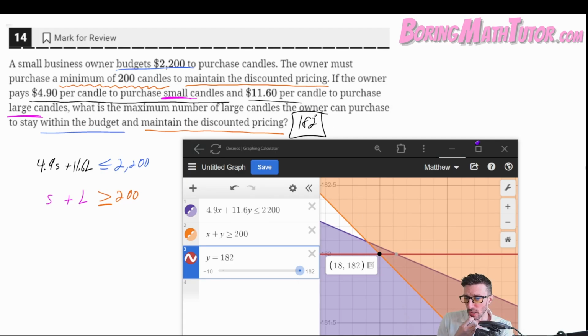So yeah, it would turn out that you would want to use 18 small candles and then 182 large candles, and that adds up to 200. But as far as the answer goes, it's just 182.